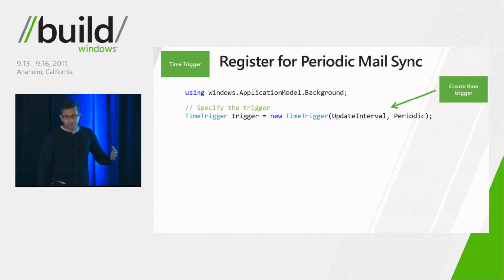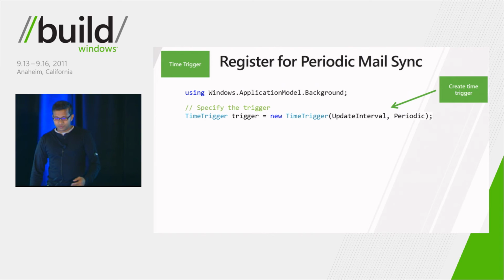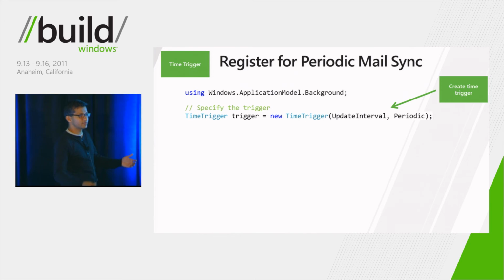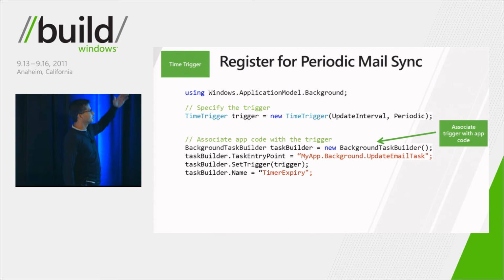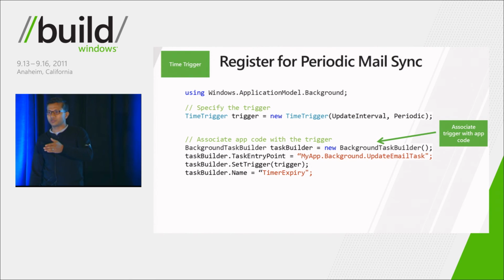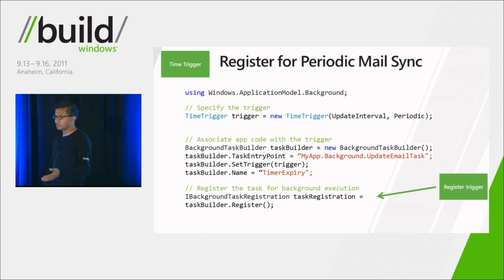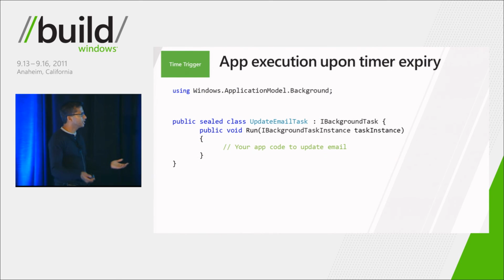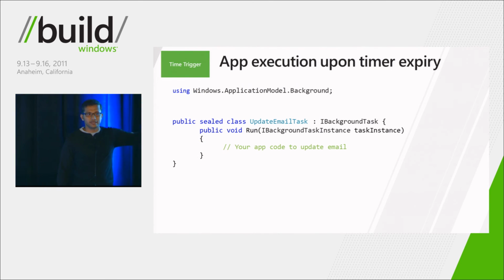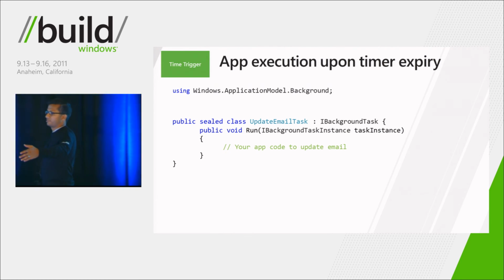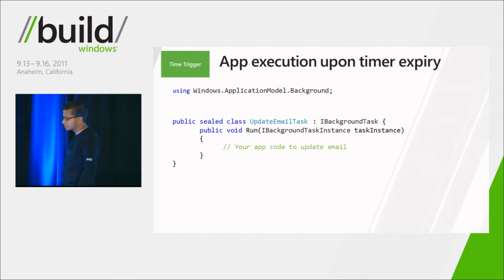So register for periodic mail sync, again, back to code snippet. So you specify the trigger. I promised you guys that the execution pattern was going to be the same, and I'm just delivering on the promise. So we have the time trigger. You specify the time trigger. We have a background task builder. And as part of the background task builder, you specify the same three things. You have a task entry point. You have the set trigger. And you have a name. And finally, you register the trigger. And what you're going to do next, you're going to write your app code to say, hey, here's my background task. Go fetch email. This is where you would have to handle this.